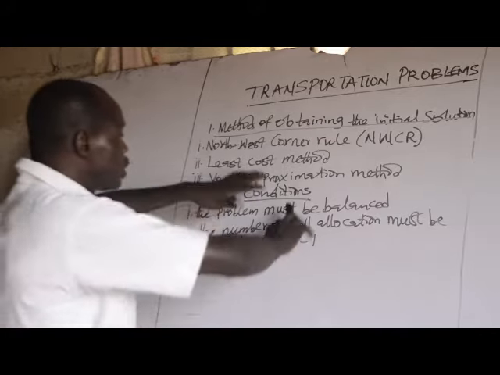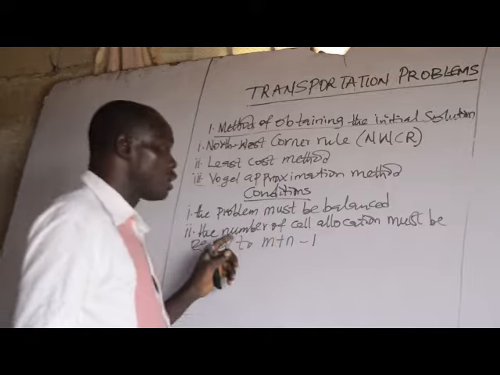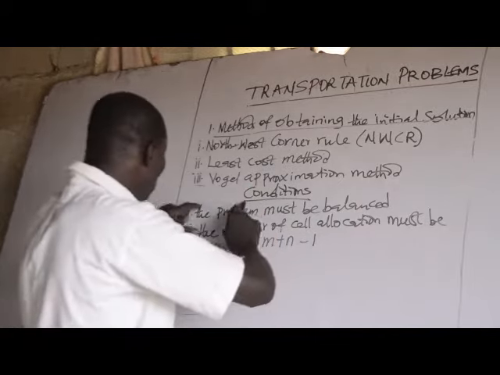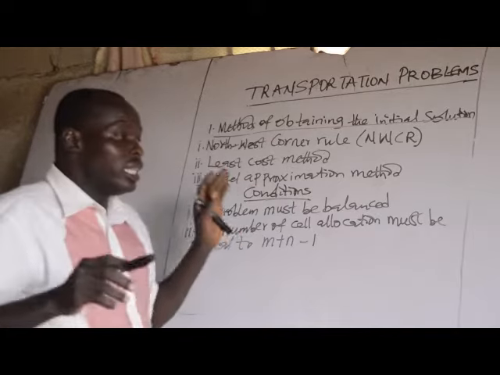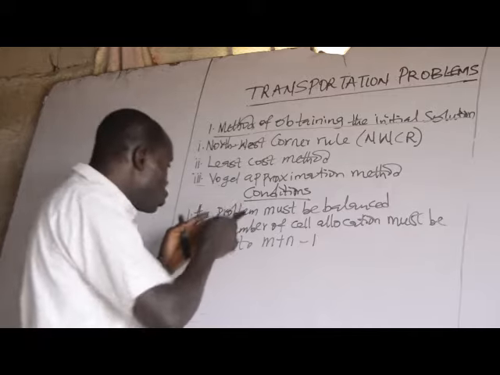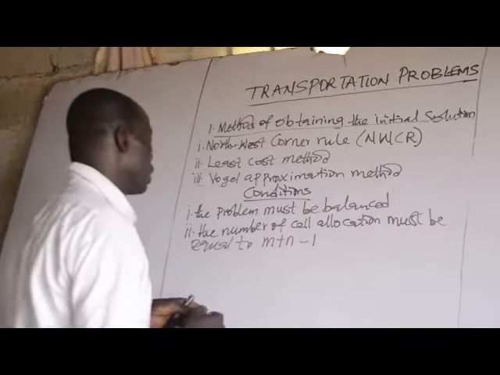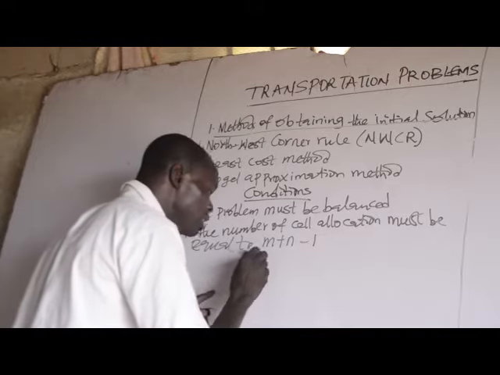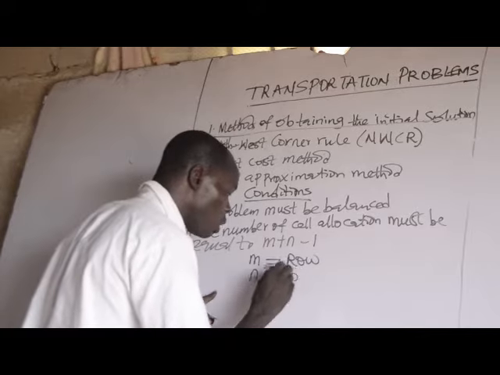When the above conditions are satisfied, we say the solution is non-degenerate. So when these 2 conditions are satisfied, we say the solution is non-degenerate. But if these conditions are not satisfied, we say the solution is degenerate. So now M is the rows, N is the columns.